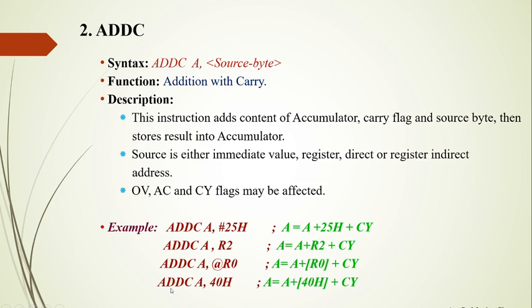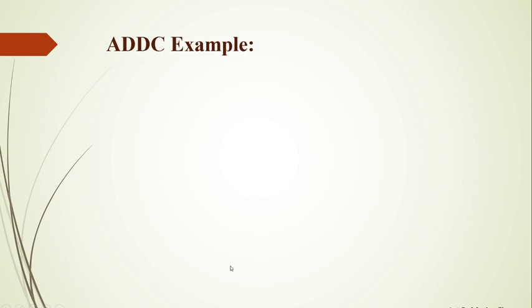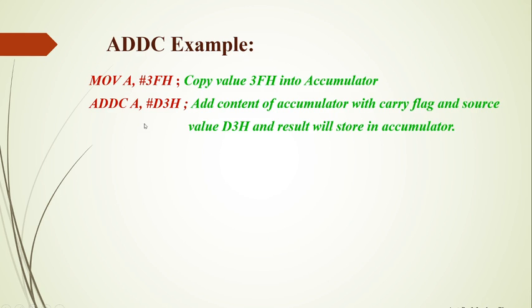Next example is ADDC A, 40H. Here the content of the carry flag and the content of memory location 40H get added with the content of the accumulator, and the result will be stored into the accumulator. Let's see an example. Here again we are moving, or copying, the value 3FH into A and we are adding the value D3H into the accumulator.